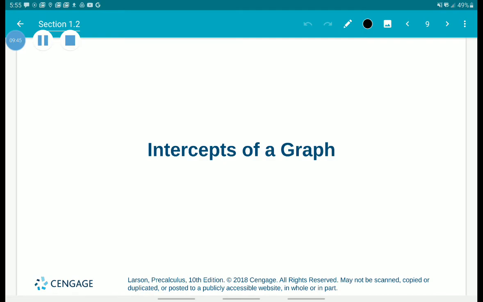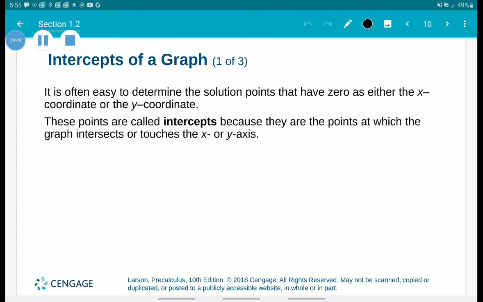So now that we've talked about how to sketch, let's talk about how to find intercepts. Intercepts are places where the graph is going to cross either the x-axis or the y-axis.